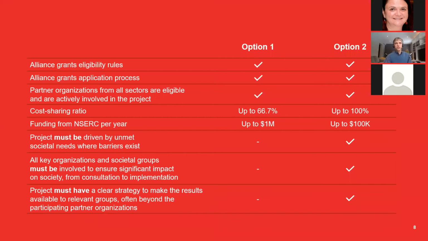If we look at the differences, then we see that eligibility rules are all the same, up to the cost sharing ratio, where with option 2 you can go up to 100% of funds from NSERC. And then when we go to option 2, there are specific requirements that must be met to be able to go on that stream. For example, the project must address an unmet societal need, but we'll come into more detail on these differences as we go along in the presentation.